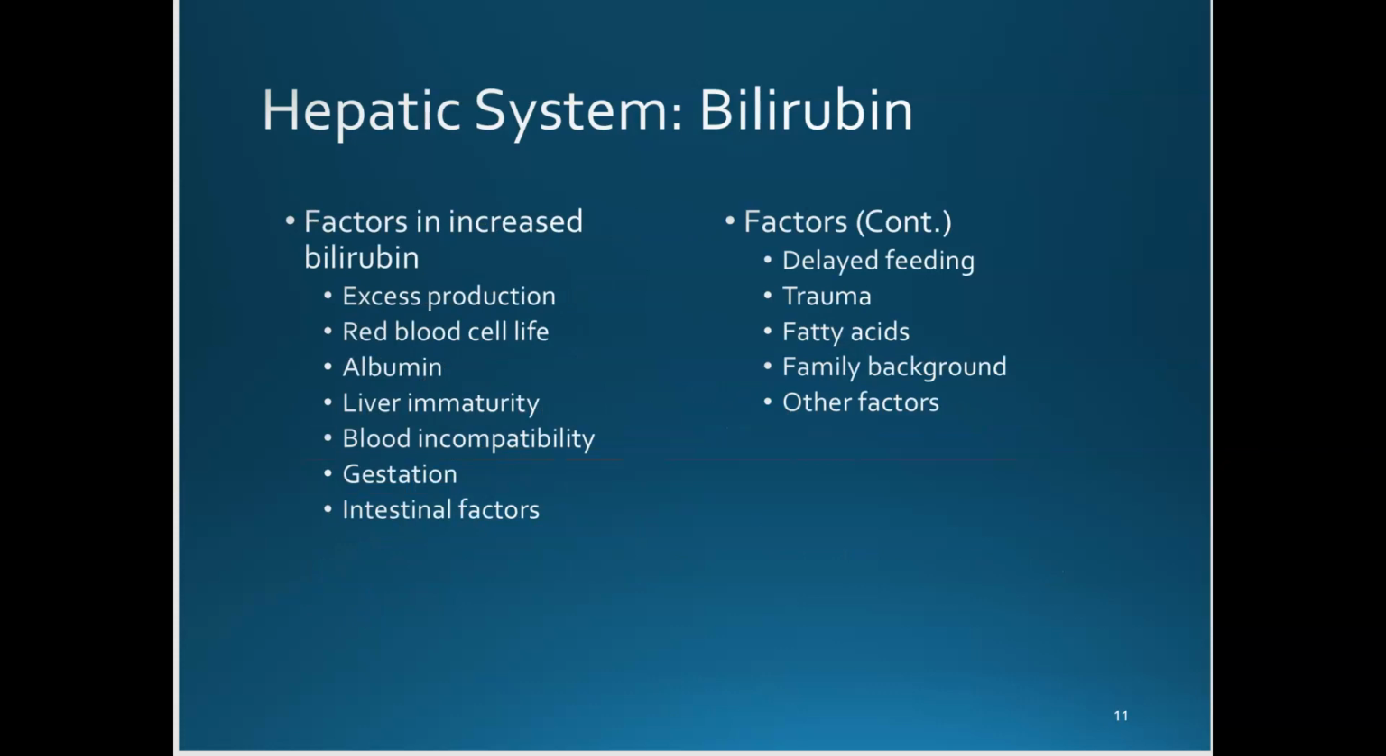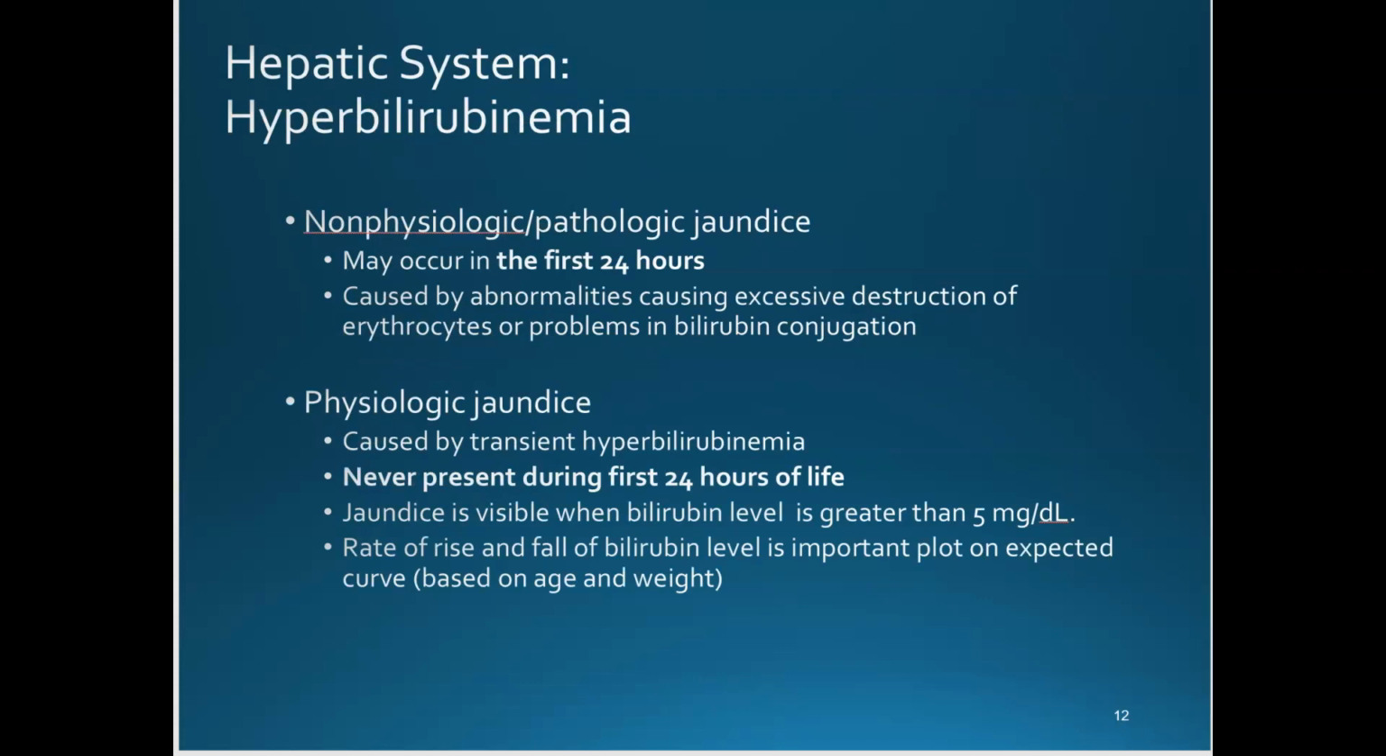Factors that increase bilirubin: excess production of red blood cells, liver immaturity, blood incompatibility factors, which we kind of talked about in the postpartum period, gestation, especially if they're early or post-term, delayed feeding, and trauma, like birth trauma. If baby has bruising, that's extra red blood cells it has to excrete, break down. The general rule to keep the types of bilirubin straight.